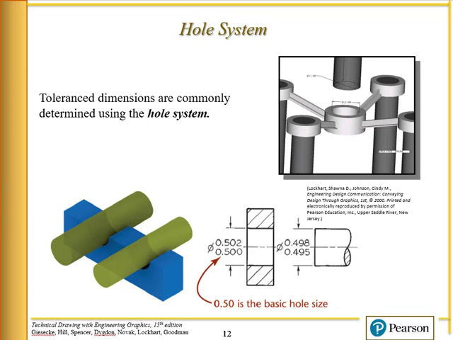Now I'll tell you right now that we're going to be using the hole system because we have ANSI B4.2 tables that we're going to use for these calculations. It's part of your homework. It's actually the second problem in your homework, calculating the limits based on the specified fits. And we'll talk more about that in a minute.